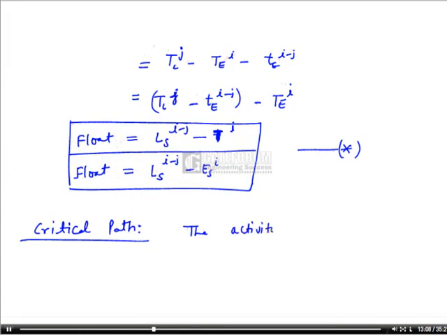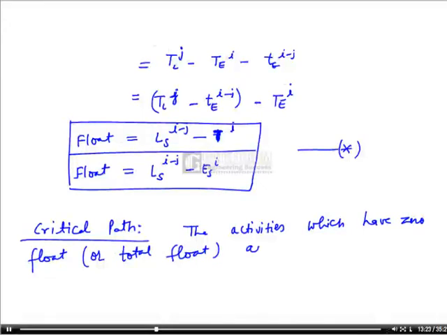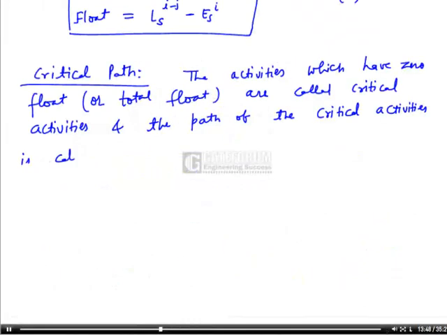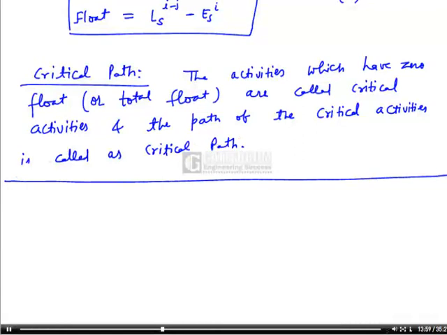So the activities which have zero float or total float are called critical activities, and the path of the critical activities is called the critical path. So let us take one problem and then we can appreciate the method.